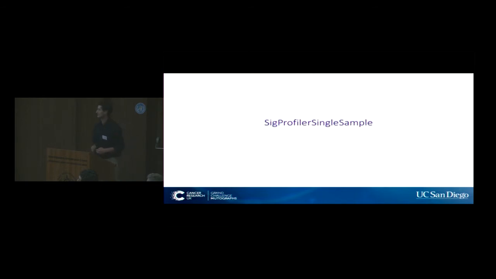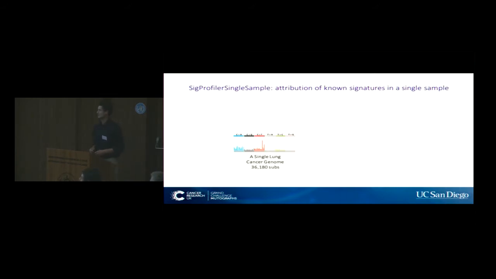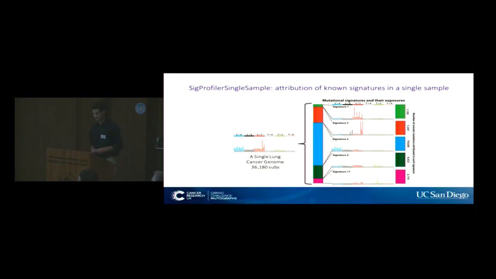A similar tool that we have in our collection is SigProfiler Single Sample. This allows you, if you have a small data set or a single sample, to attribute a known set of signatures to that sample. So for instance, if we had a single lung cancer genome, we could take a known set of signatures, such as the COSMIC data set, and attribute what signatures are making up that sample. And so we have a small working group, as Sergey mentioned earlier, that's working on optimizing the attribution step. So this tool is still under development.